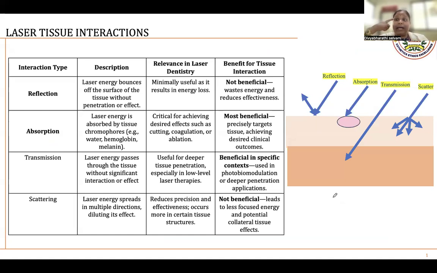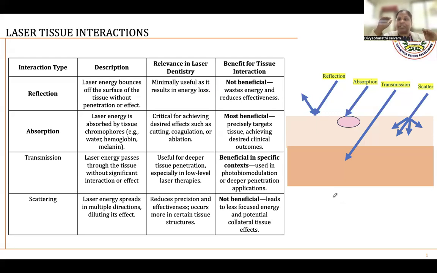For example, in the eye, it is rhodopsin. Within the blood, it will be hemoglobin. In the gingival tissues, it is hemoglobin. With the teeth, you will have hydroxyapatite. The water content can also act as a chromophore. When the laser interacts with that, it is going to produce a beneficial effect and the desired clinical outcomes we can expect.